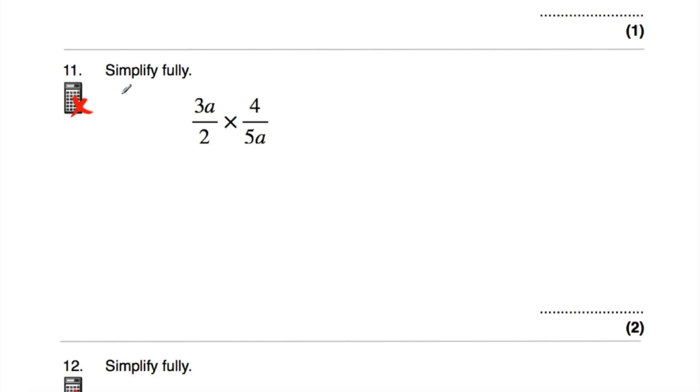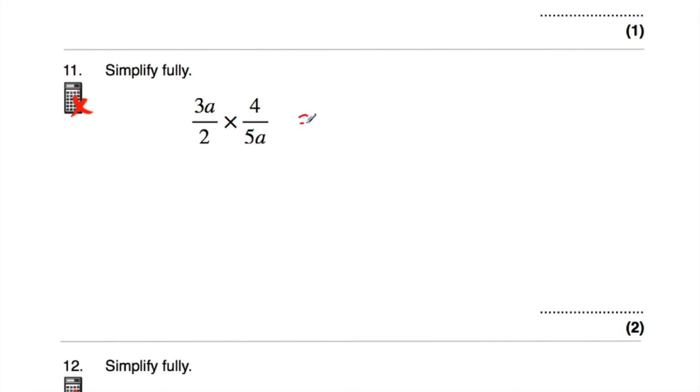Okay, let's have a look at our next one, question number 11. It says, simplify fully 3a over 2 multiplied by 4 over 5a. So to do this question, there's a couple of different approaches we could use. We could multiply, and then we could cancel down, or it's possible to cancel down and then multiply. And I'm actually going to use both approaches to show that both of them would work in this question.